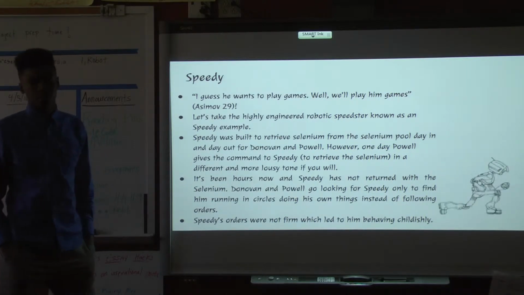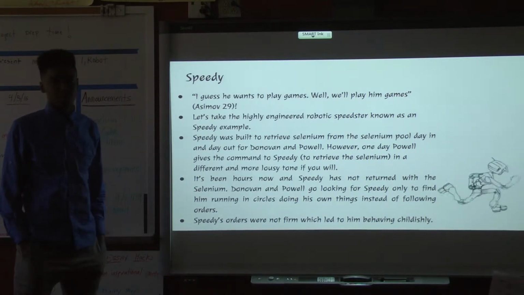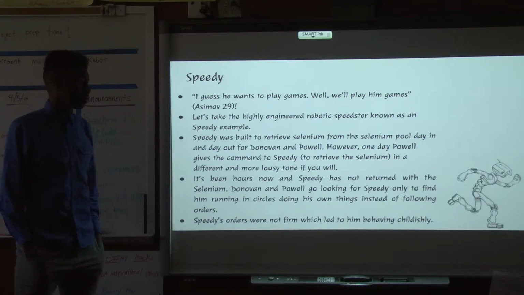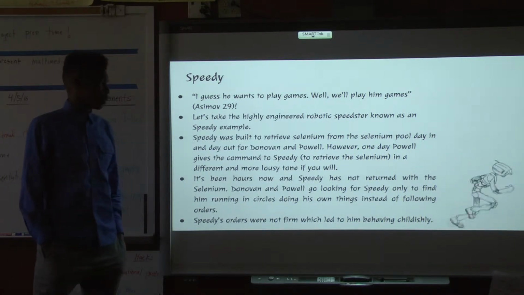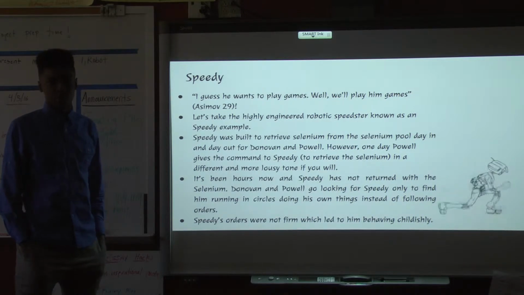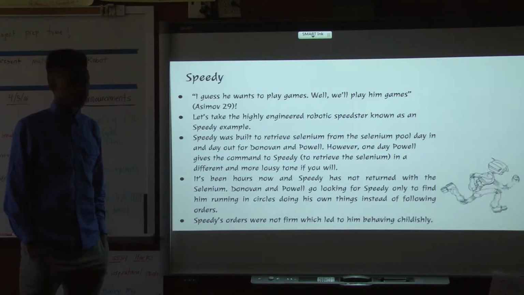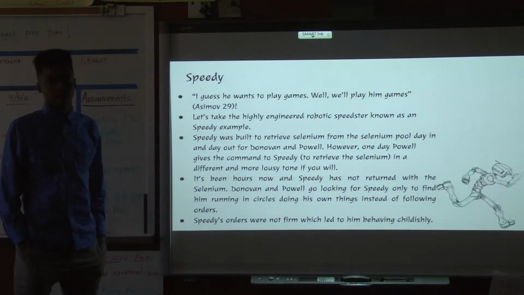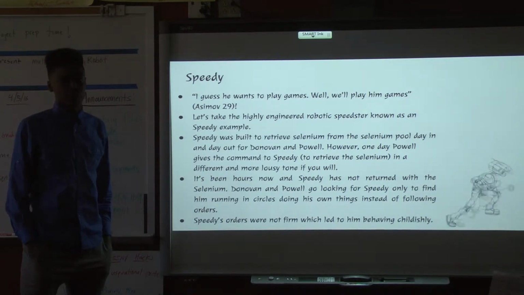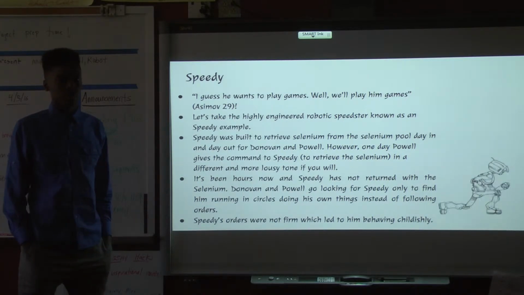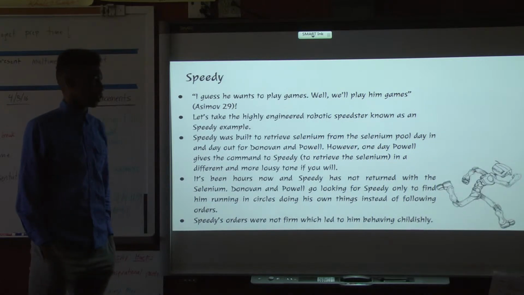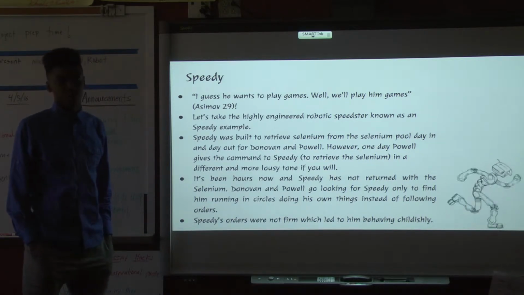Instead, Speedy decided to do his own thing, which was run around in a circle and, in a way, play a game. We feel that this was caused because Speedy did not take the order given to him seriously. Instead, he took it lackadaisical, which means that the superiority by Donovan and Powell that was supposed to be shown was not shown, which allowed Speedy to think that he was in a way above them and could do what he wanted.